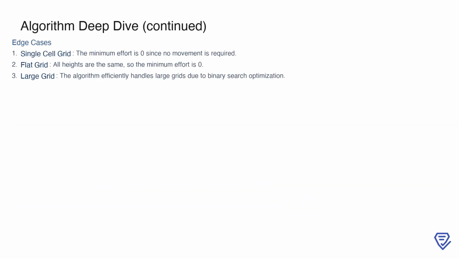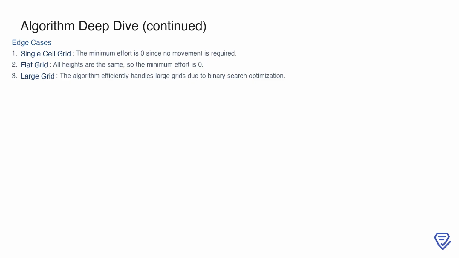Finally, let's consider some edge cases. For a single cell grid, there is no movement required, so the minimum effort is simply 0. In the case of a flat grid, where all cells have the same height, the absolute difference between any two adjacent cells is also 0, resulting in a minimum effort of 0.